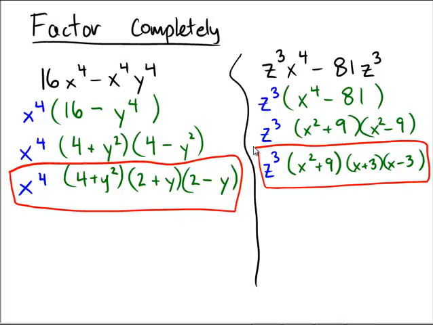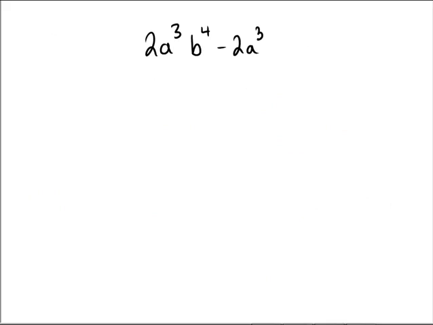So why don't you try one on your own? Pause the video and try to do 2a cubed b to the fourth minus 2a cubed. Now, assuming you gave it a shot, this time there's a big thing that factors out, right? You can factor out a 2 and an a cubed. So what's going to be left over?